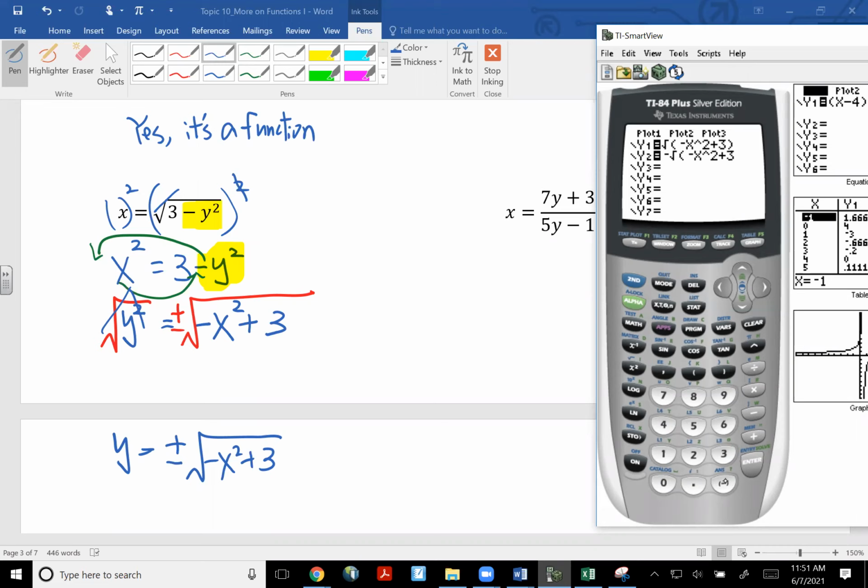Oh, for the negative sign, you gotta use this symbol, right? You gotta use this to represent the negative, okay? You cannot use the subtraction sign as a negative. All right, I need to graph both of them and view this picture as one picture. That is not a function.